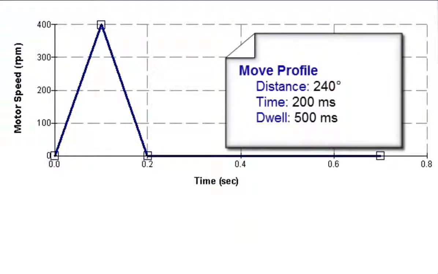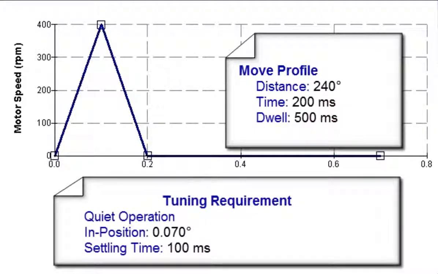We have to move 240 degrees in 200 milliseconds with a 500 millisecond dwell, and the tuning goal is that we would like this machine to operate smoothly and quietly and to settle within 0.07 degrees of the commanded position with a settling time of less than 100 milliseconds.